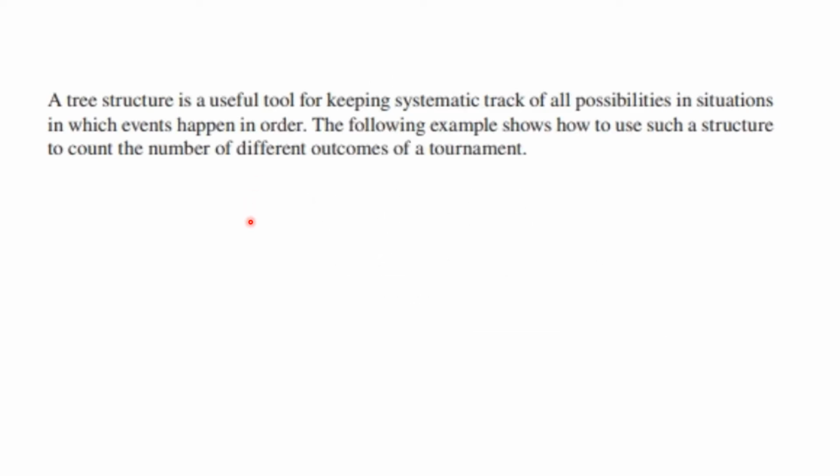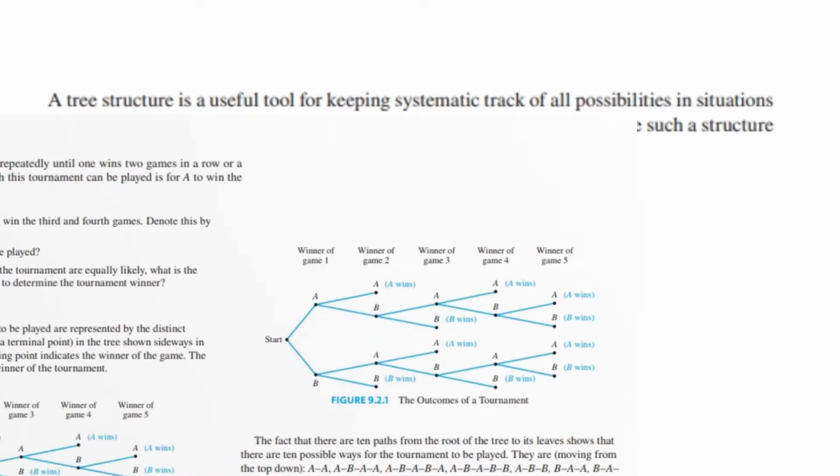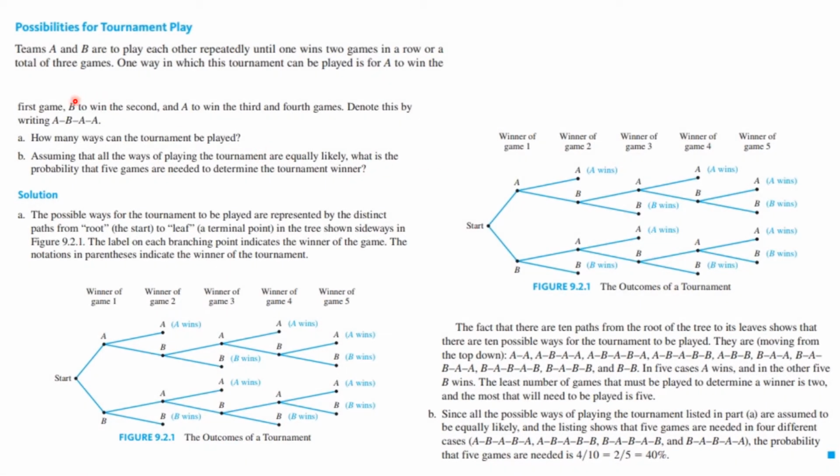A tree structure is a useful tool for keeping systematic track of all possibilities and situations in which events happen in order. The following example shows how to use such a structure to count the number of different outcomes of a tournament. And this actually sort of applies to tournaments like the World Series.